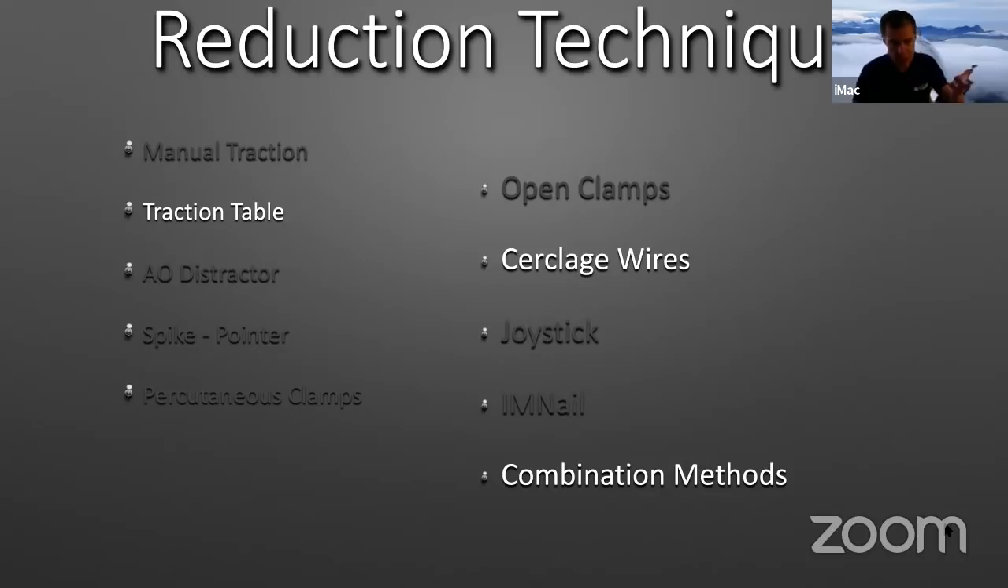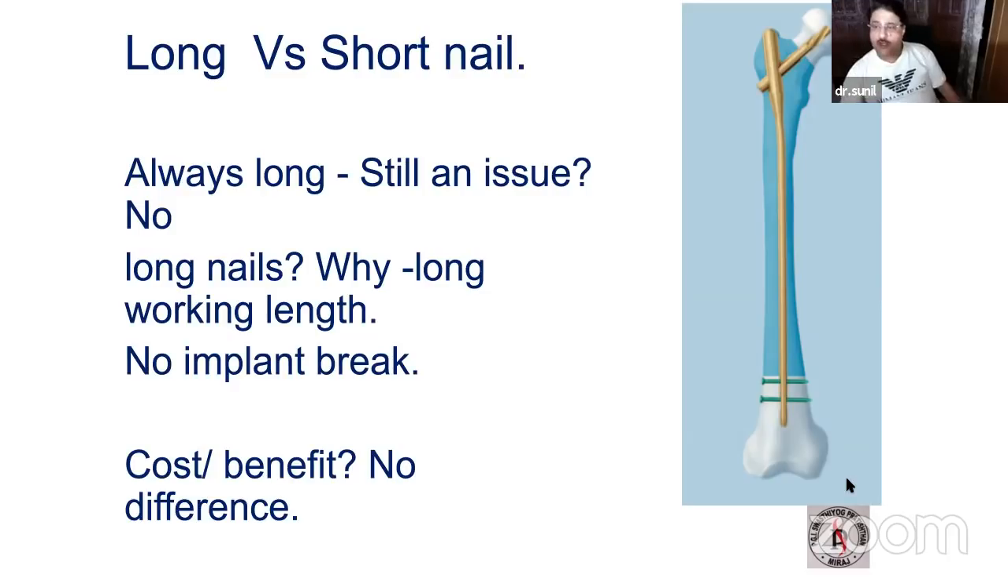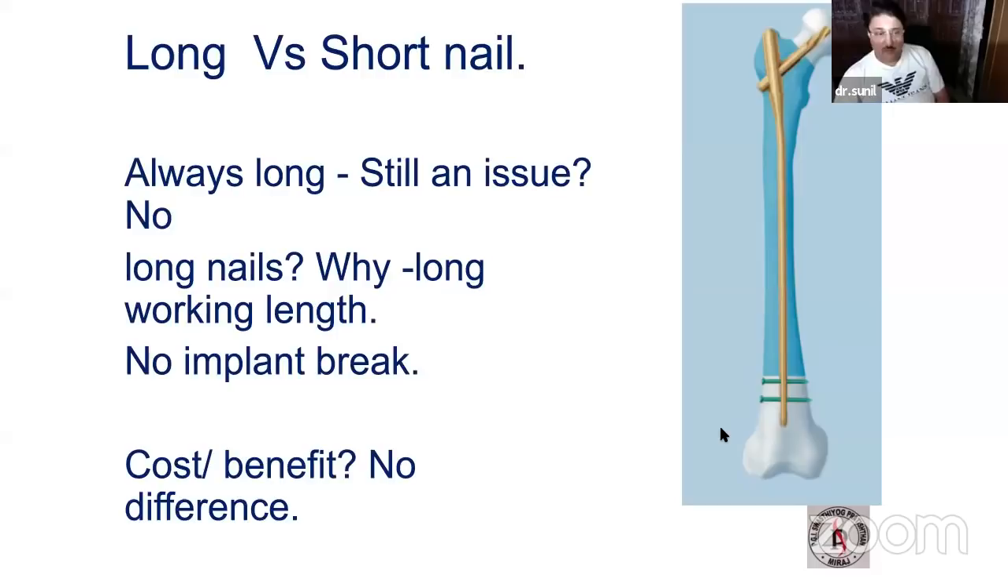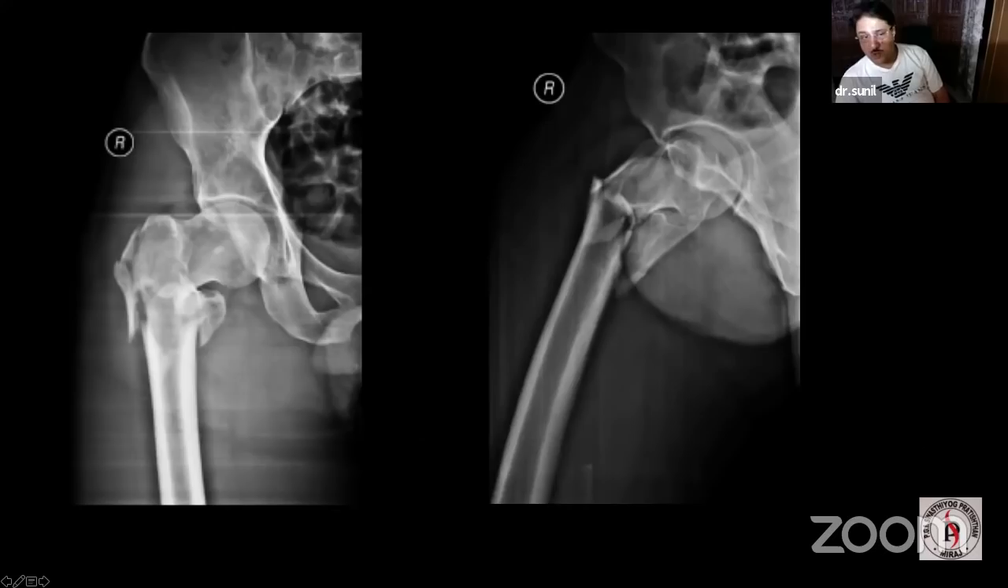So that's the reduction techniques menu again: traction table, cerclage wire. It's a combination of methods on this type of fracture. The issue of the short nail: they always use a long nail for reverse oblique fractures. Why? I'll show you one case which we did with a short nail. Initially, we used to think a short nail was better. Then we got this broken implant, and we replaced it with the long nail. It got united. So that is the long nail we almost always use.